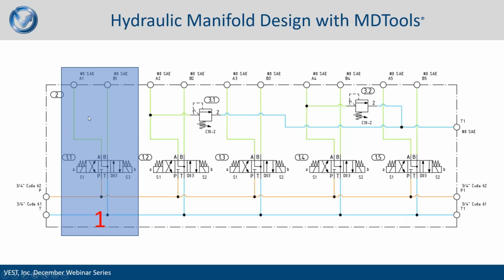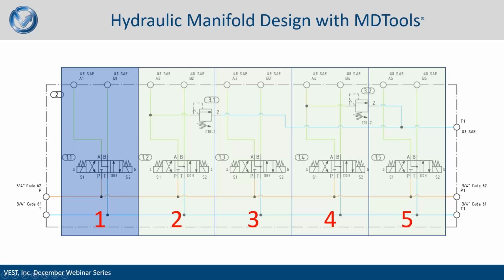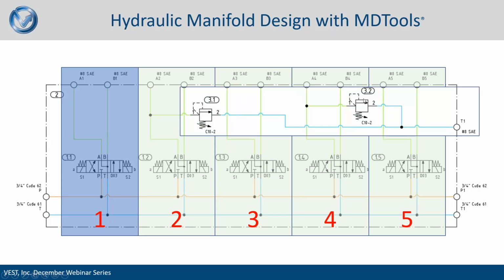So this is the first NG6 section, and then we have other 4 almost identical, except for 2 relief valves that will put a port to a different tank line. So in this case, I envision a subplate style manifold with pass-through P and pressure and tank line, some NG6 valve, and ports on the front or on the back.